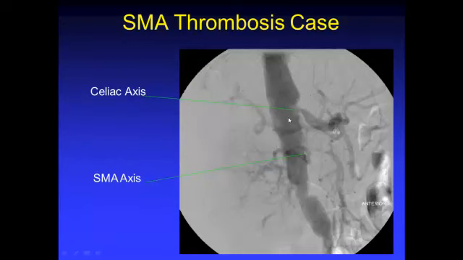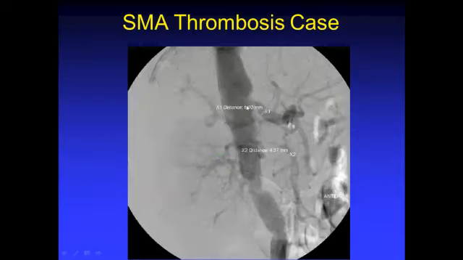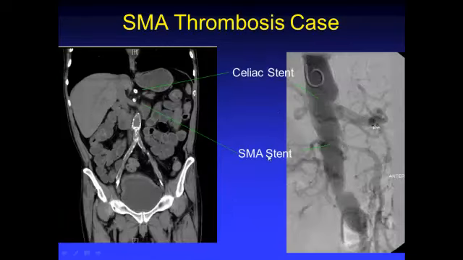Dr. Kowicki did indeed find, as expected, significant narrowing of both the celiac and the superior mesenteric artery axis. The SMA axis in particular was problematic. He was, however, able to measure out these lengths and did feel that this was amenable to stenting, and was able to get nice stents across both the celiac axis and the SMA axis.